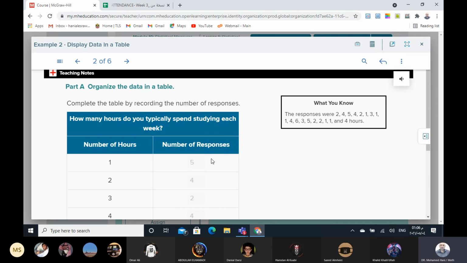So what is the name of this step? Organize the data. Organize the data in a table.